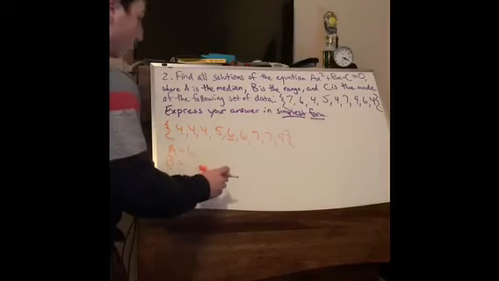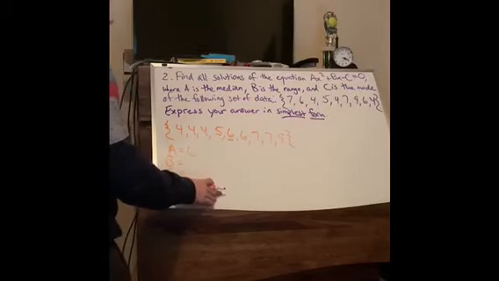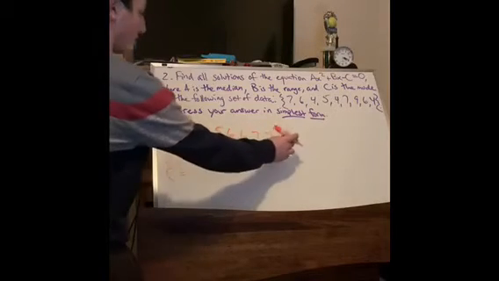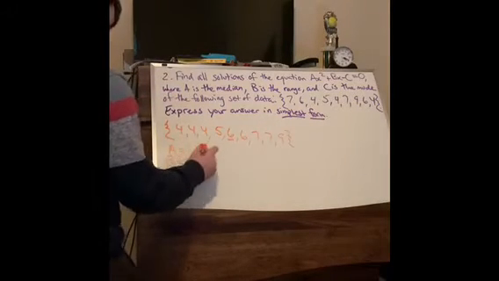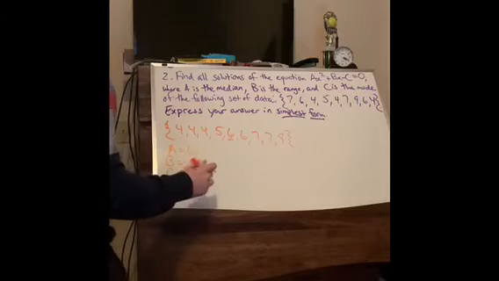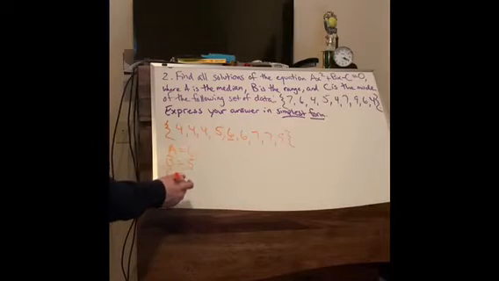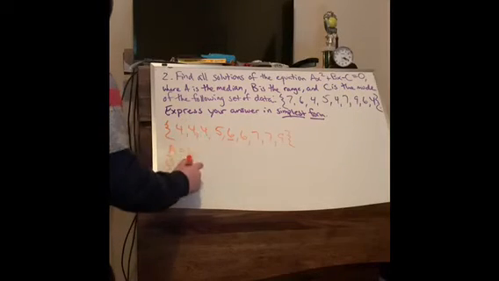B is the range. Oh my, I'm sorry, my voice is cracking. The range is going to be the largest minus the smallest. So 9 minus 4 is 5. And the mode is going to be the one that occurs the most in the set. And there's 3 4s, so it has to be 4.